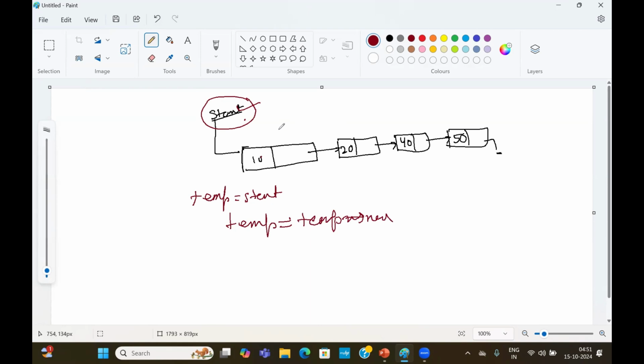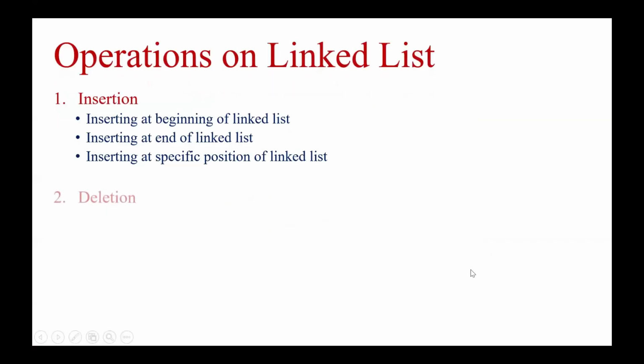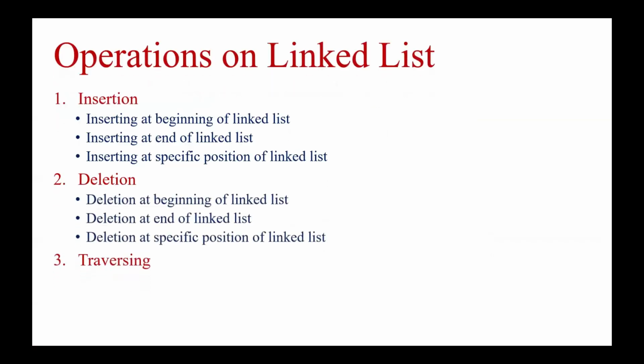For example, this is 100, this is 200, this is 300, this is 400. Initially the temp value is 100. So we get the information 100, then 200, then 300, then 400, then we stop. This is the way we can traverse the linked list.